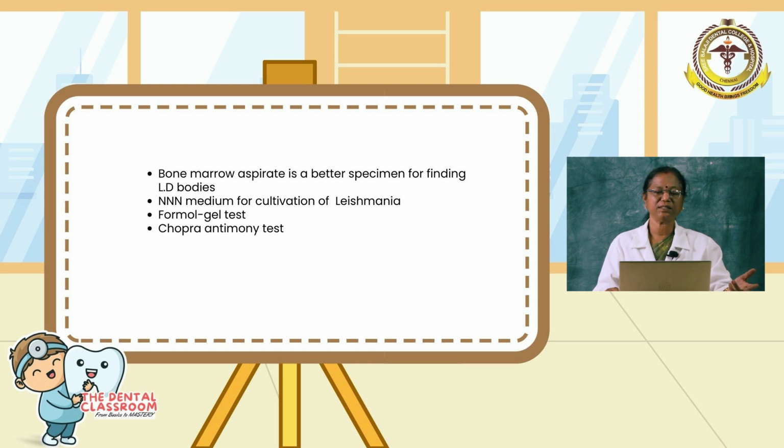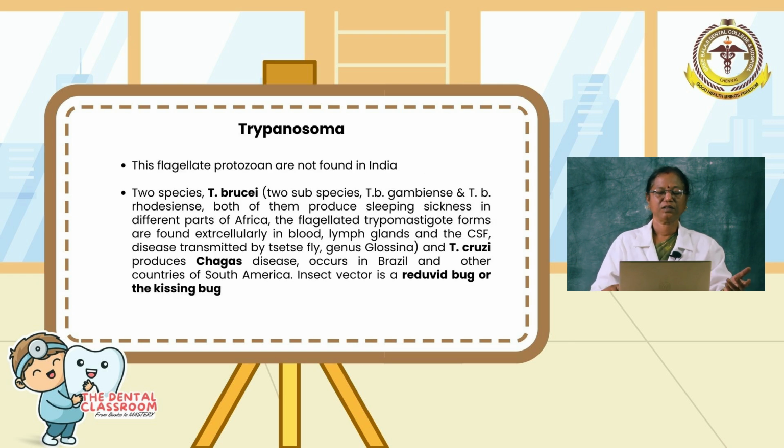One is the formol gel test and the Chopra antibody test. These two are serological tests for the diagnosis of leishmaniasis. The next one is the flagellate protozoan Trypanosoma, and this flagellate protozoan, of course all of you must be knowing, is not found in India. There are two important species.